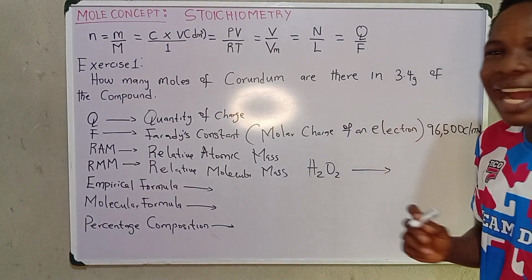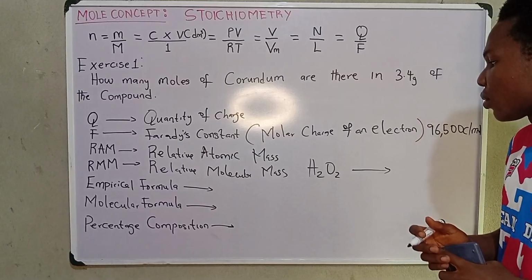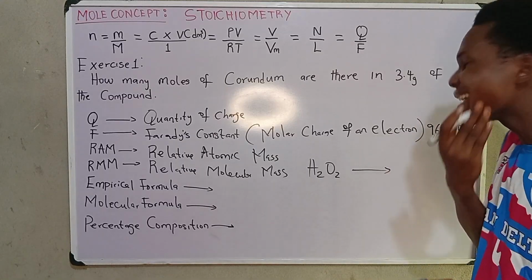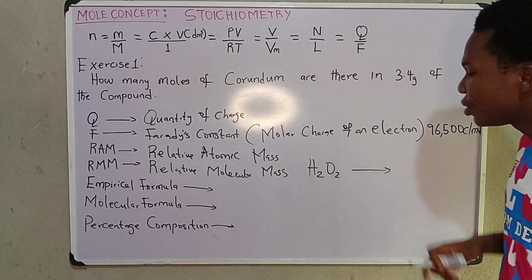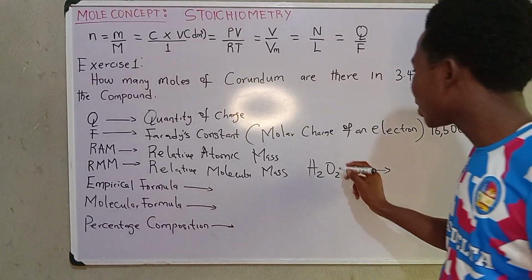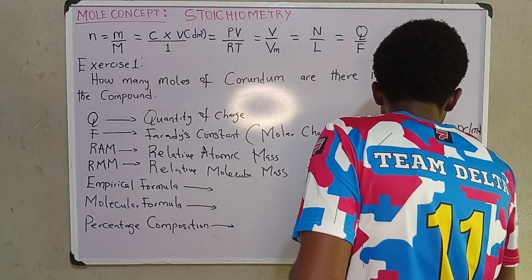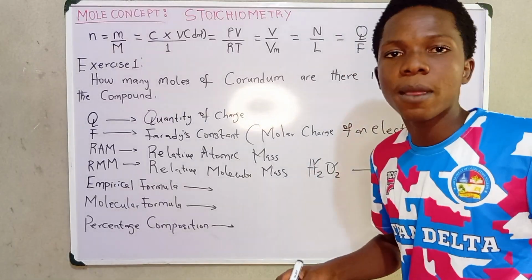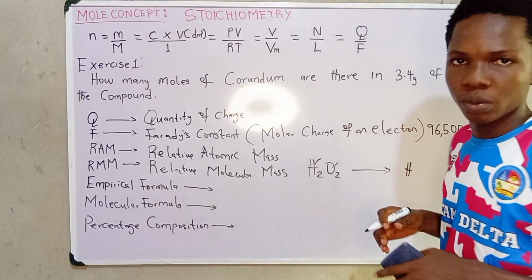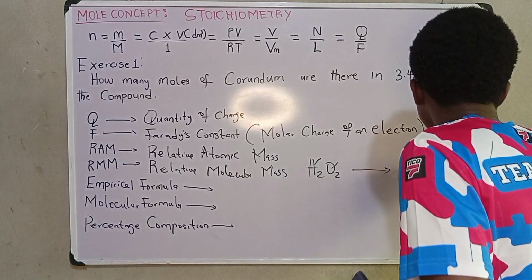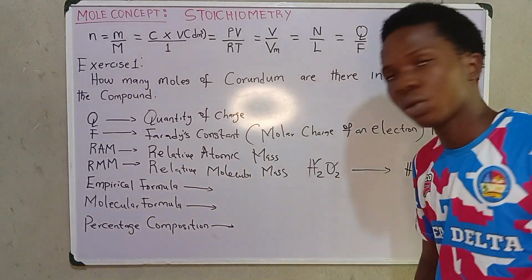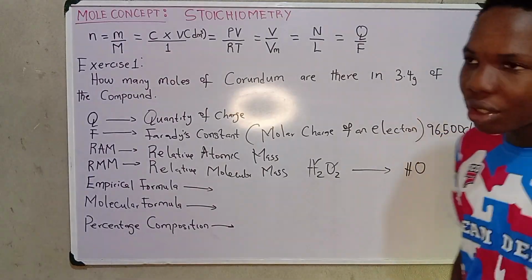To get the empirical formula, what do we do? We notice that everything here can be divided by 2 because there are 2 hydrogens and 2 oxygens. So obviously we go by 2, go here 1, 2 go here 1. So our simplest ratio will now be what? HO. Do you understand?